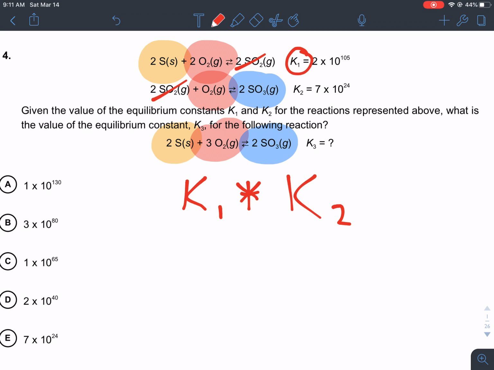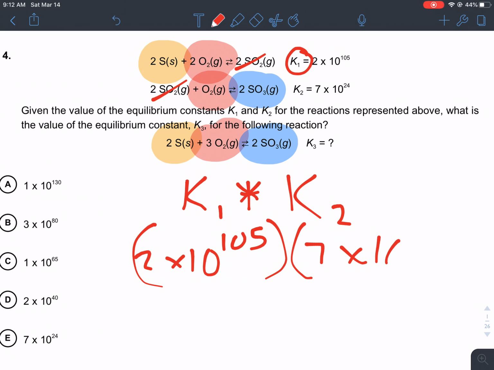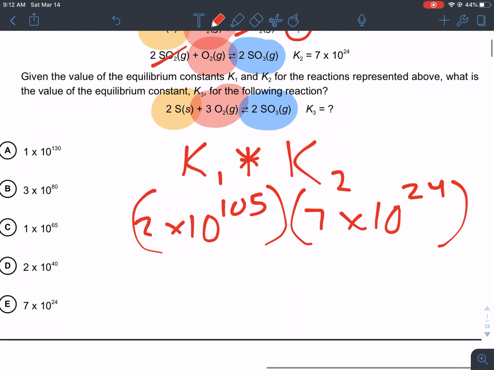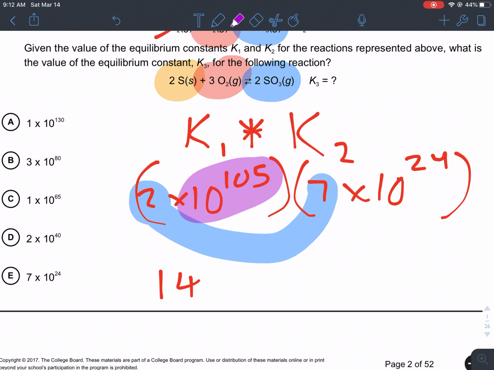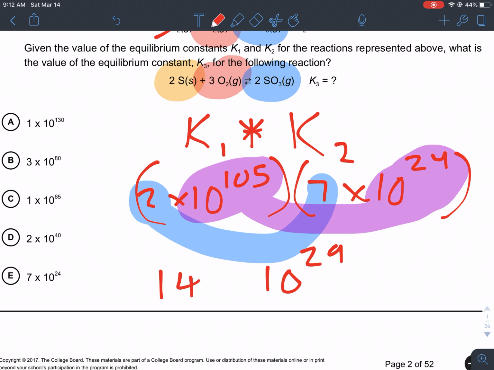Okay, so let's do this. You're going to have 2 times 10 to the 105. You're going to multiply that by 7 times 10 to the 24th. And look, before you whip out your calculator, remember, this is a non-calculator portion of the test. So let's just do this, okay? 2 times 7, that's 14. 10 to the 105 times 10 to the 24, that's going to become 10 to the 129.